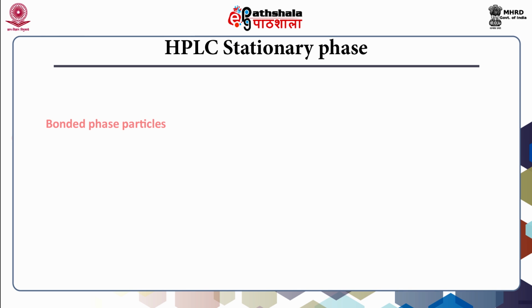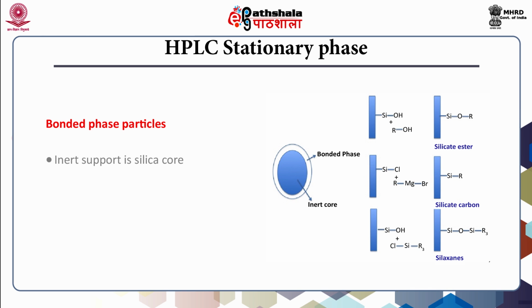In the next slide, we will discuss our third stationary phase particle, called the bonded phase particle. These particles also contain an inert core made up of silica, and the stationary phase is chemically bonded on that inert core by different linkages, for example ester bonds. And what is an example of these bonded phase particles? One of the best examples, which is commonly used in reverse phase chromatography, is the C18 column. So, the silica C18 column is commonly used in reverse phase chromatography for the separation of peptides or proteins.